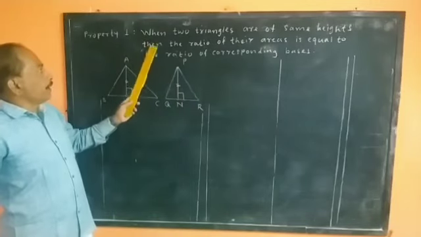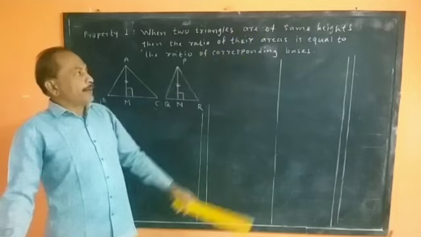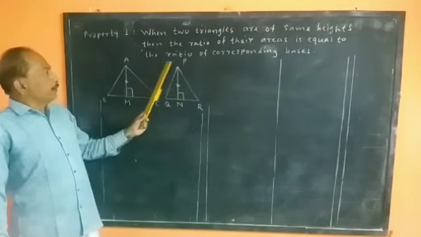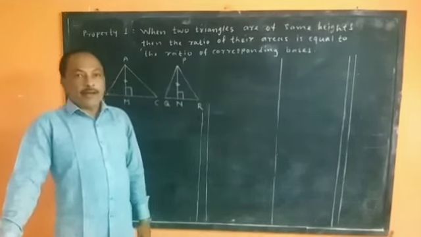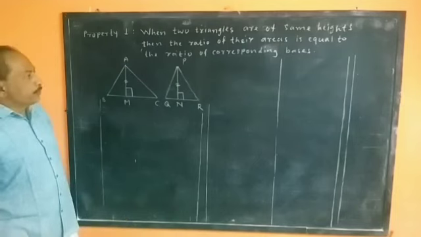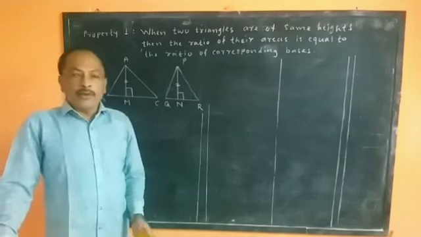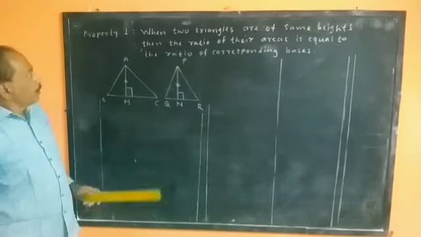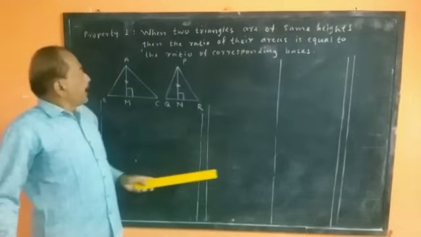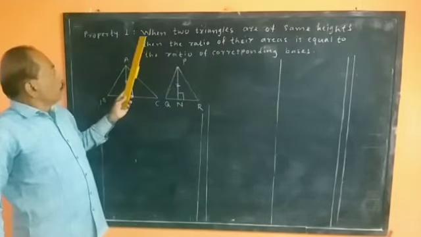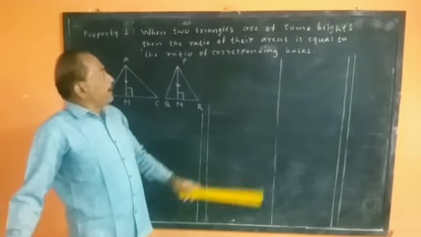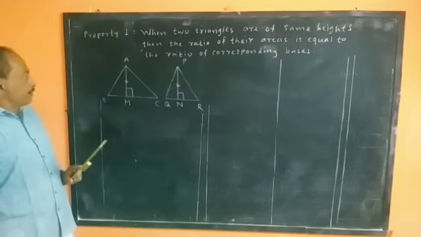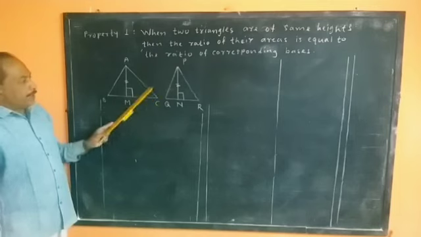The first property is that when two triangles have the same heights, then the ratio of their areas is equal to the ratio of the corresponding bases. We can prove this property with the help of the formula: area of triangle equals 1/2 base into height. So first is the given and then is the to prove. With the help of the statement in the given, we can draw the figures. There are two triangles of same heights, so triangle ABC and triangle PQR.